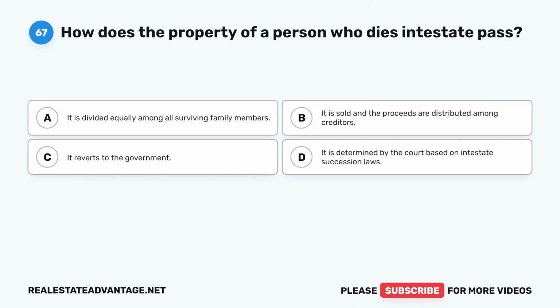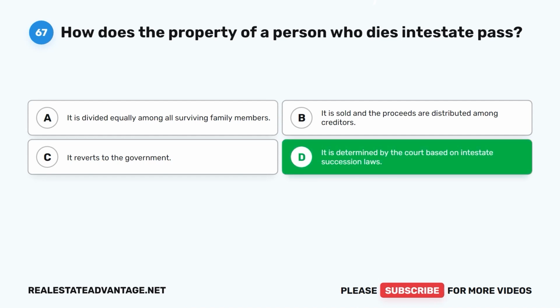Question 67. How does the property of a person who dies intestate pass? A. It is divided equally among all surviving family members. B. It is sold and the proceeds are distributed among creditors. C. It reverts to the government. D. It is determined by the court based on intestate succession laws.